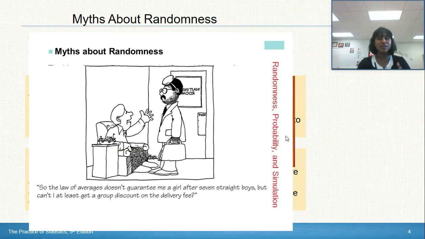Another place, there's a silly little joke. I don't know if this is a real story or if it's just to make this comic strip make sense. But so the law of averages doesn't guarantee me a girl after 7 straight boys, but can't I at least get a group discount on the delivery fee?